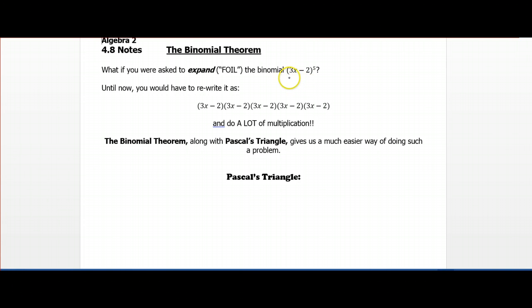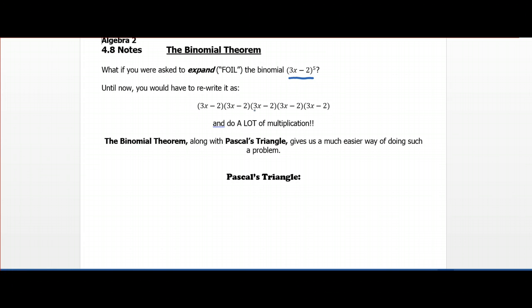So imagine I gave you the problem 3x minus 2, and I wanted you to take that to the fifth power. Well, one way to do that, and the only way you know how to do that, is to take the binomial 3x minus 2 times itself 5 times, which is going to be a lot of foiling there and a lot of multiplication. Not necessarily difficult, but tedious.